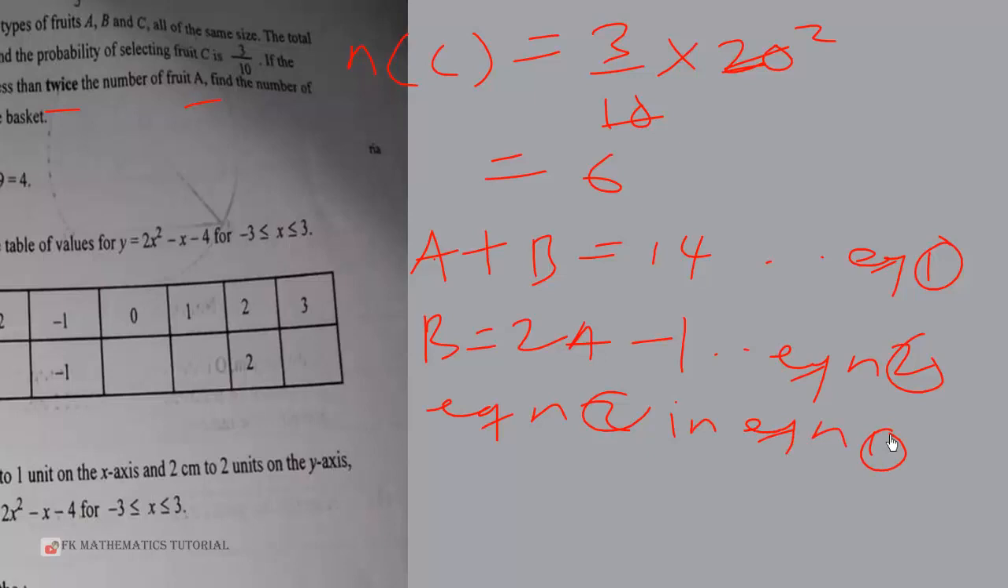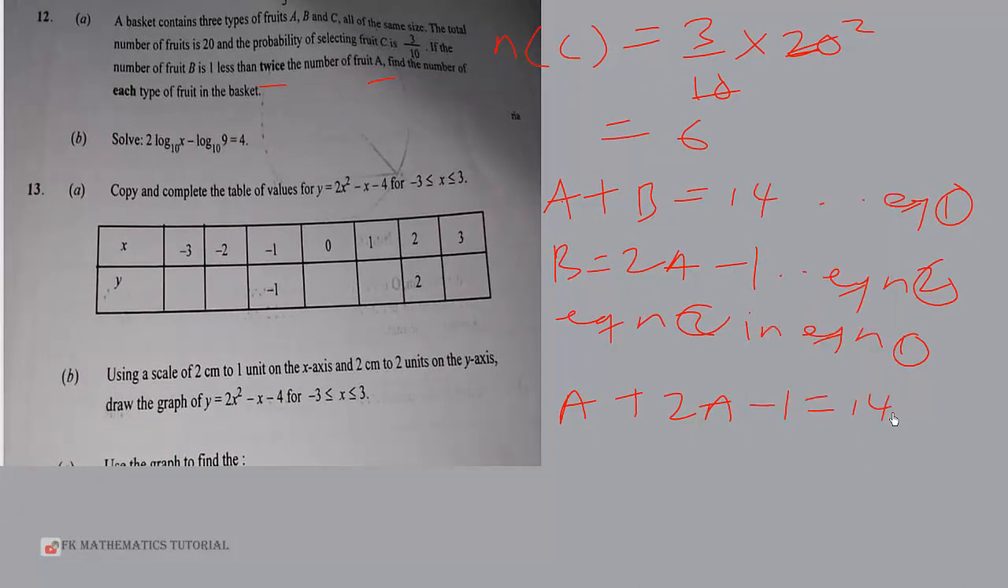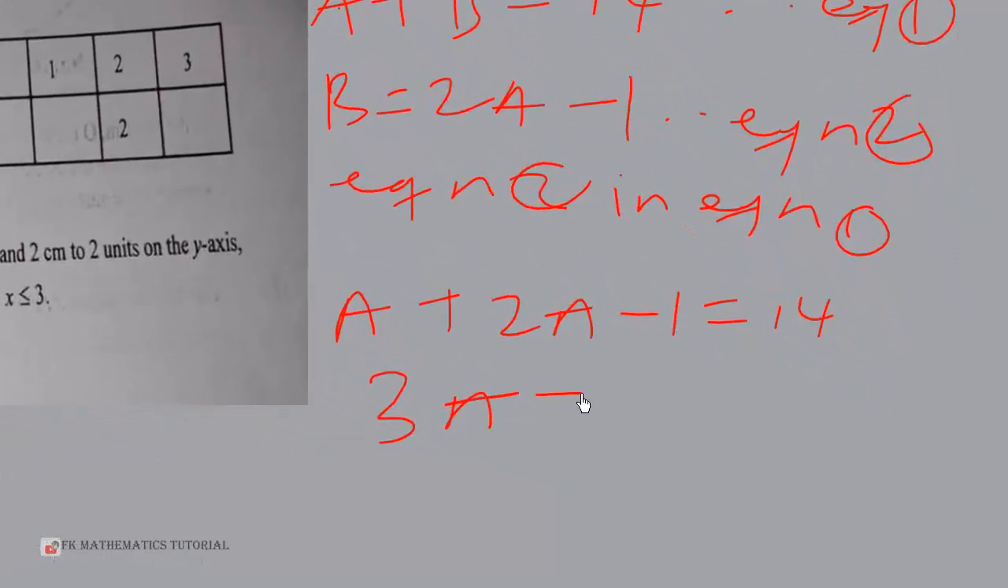So this implies that A plus 2A minus 1 is equal to 14. So 3A will be equal to 15. So A will be equal to 5. So if A equals 5, then B will be equal to 2A, which is 2 times 5, 10, minus 1, 9.